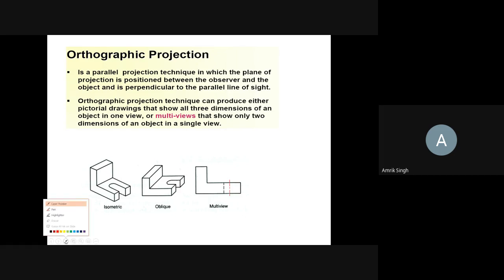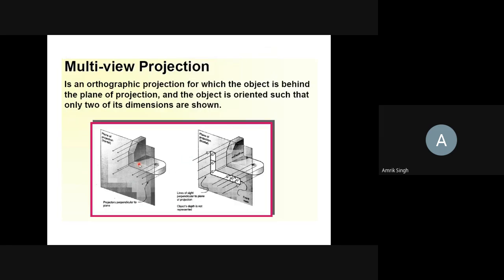So here if we see, this is an isometric, it is showing the 3D. And this is an oblique projection, it shows the dimension in only two planes. So it is a multi-view. These are the views of this object only. Multi-view drawing: suppose this is an object, and if it is showing the three-dimensional view, then it is an isometric view.